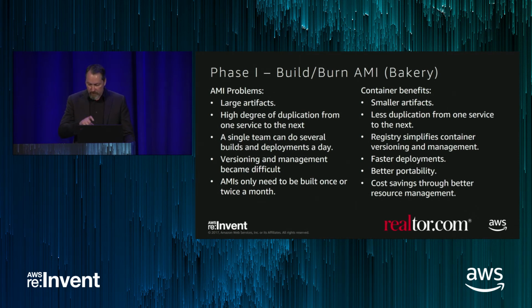And with the smaller artifact, as well as the fact that your cluster may already be running, it is much faster to do those deployments because you're only launching the task. You also get better portability. You can't move AMIs outside Amazon without rebuilding them. And you can also use the Docker containers on local machines as well. And there's a potential for cost savings through better resource management. I'll explain that a little bit more in a minute.